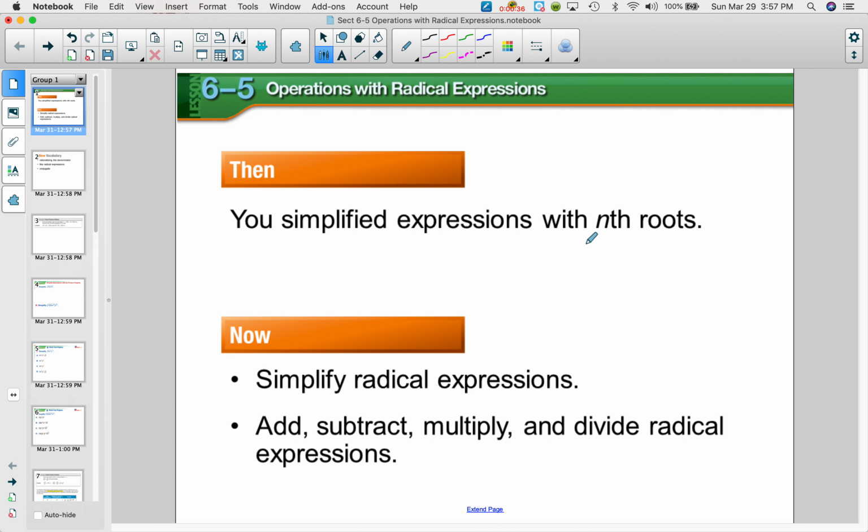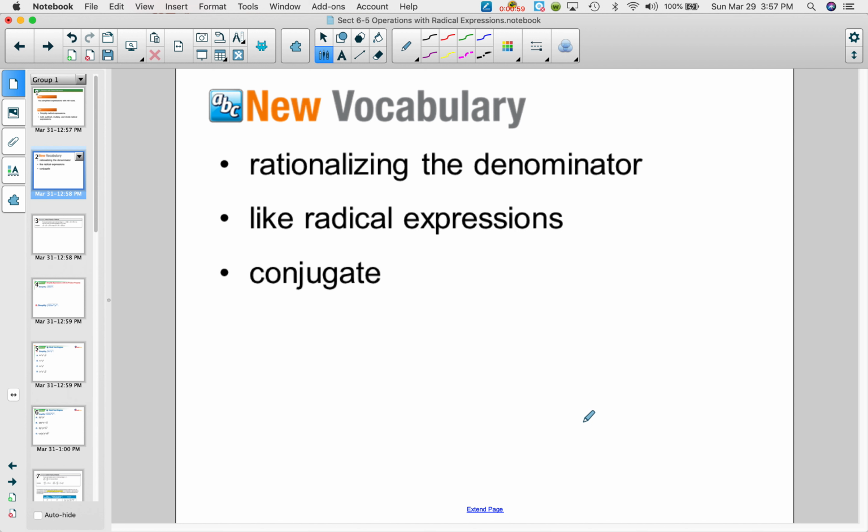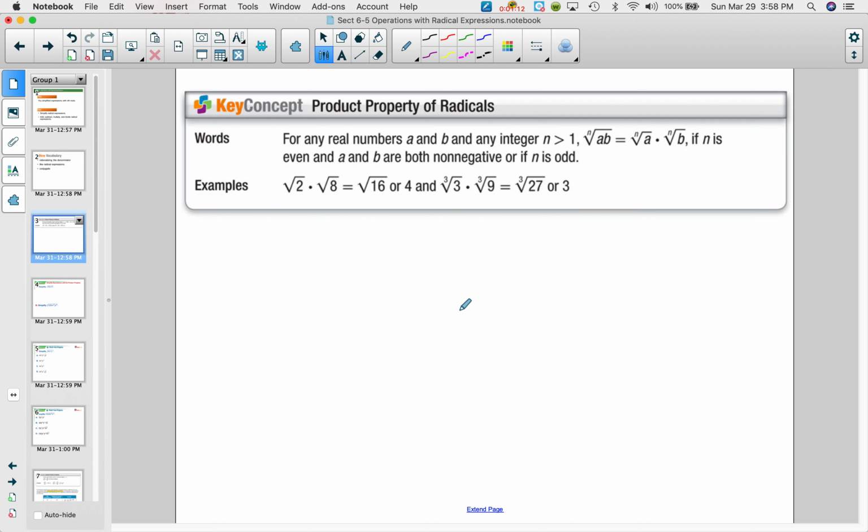We've talked about simplifying expressions with nth roots like square roots and cube roots. Now we're going to simplify radical expressions, so we're going to have the variables in there. And we're going to add, subtract, multiply, and divide radical expressions. The adding and subtracting, we've actually done a little bit of that before, so that part of it won't be so bad. And so there's going to be parts of this that are familiar to you. Some new things: rationalizing the denominator, which is an important concept that you need to be able to do, finding like radical expressions, and what is meant by a conjugate. We'll be talking about that.